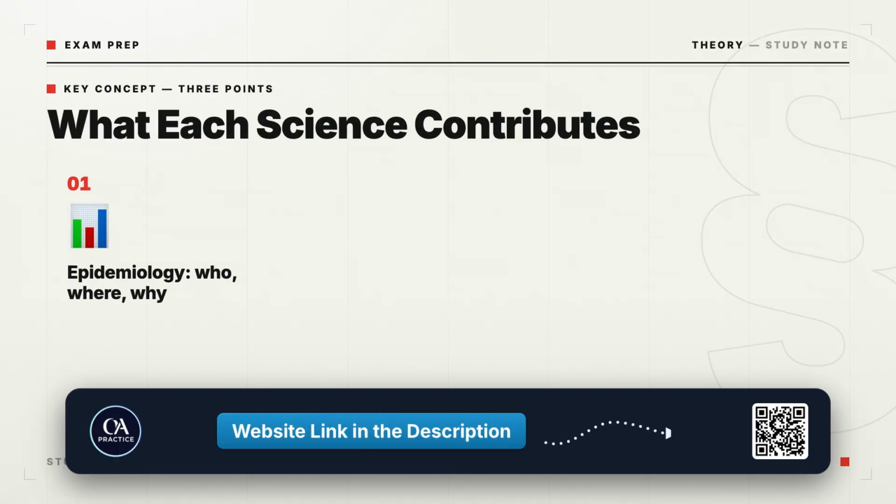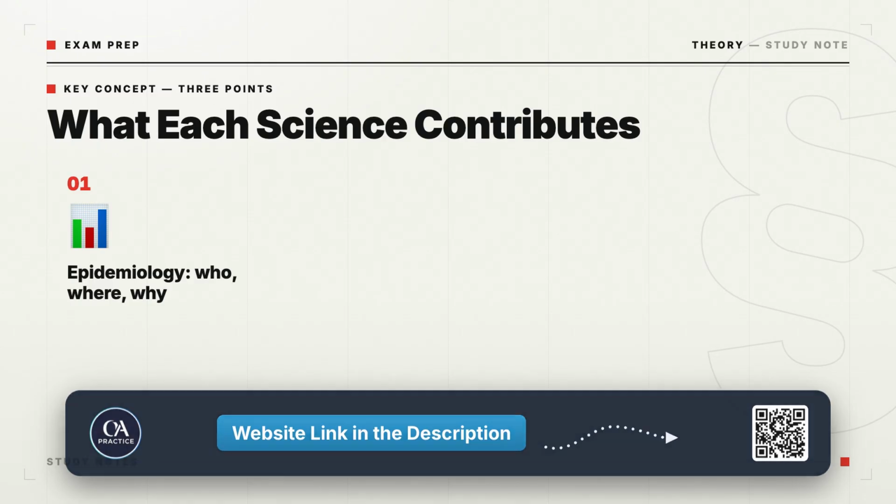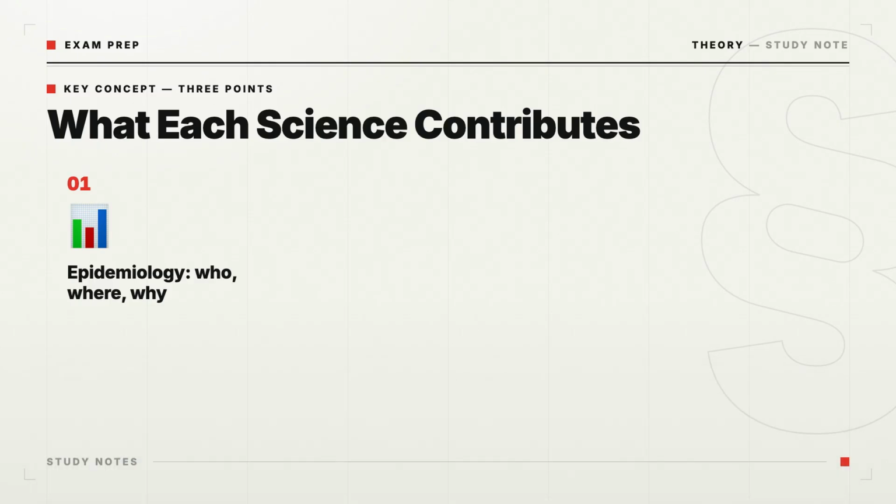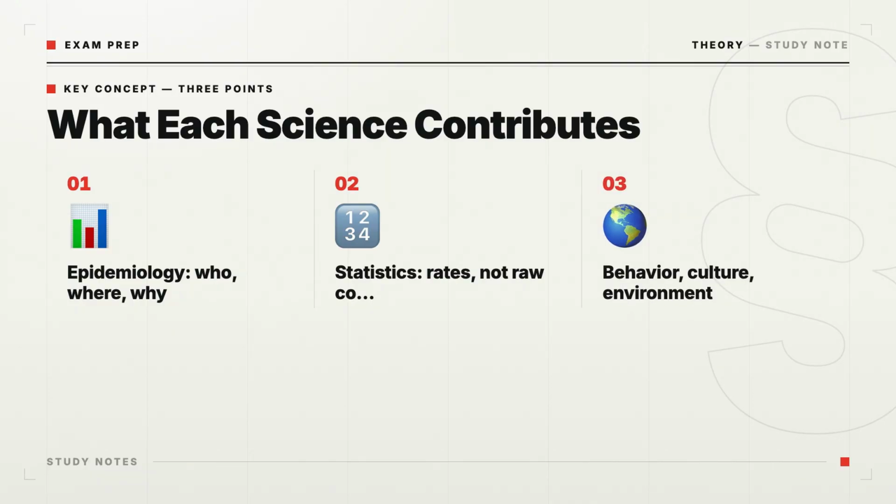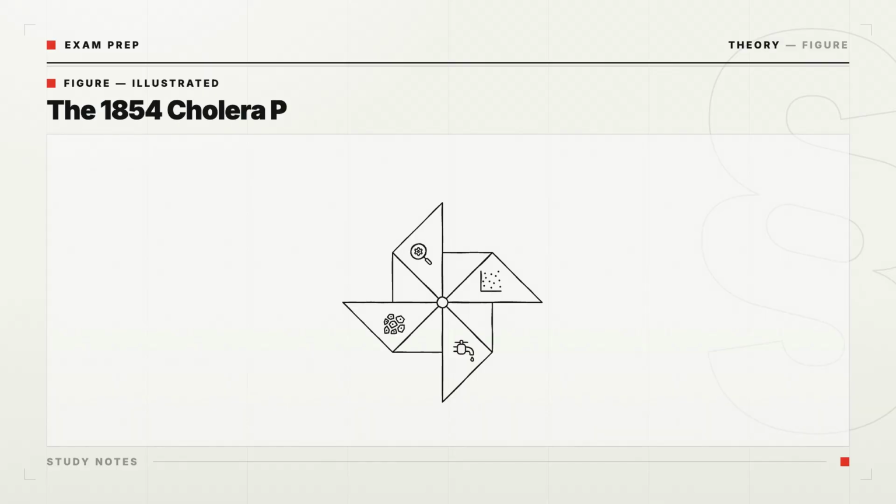Epidemiology finds who is getting sick, where and why, separating new cases from existing ones. Statistics converts raw counts into rates, so places of different sizes can be fairly compared. Behavioral, cultural, and environmental assessment handle what numbers alone cannot capture.